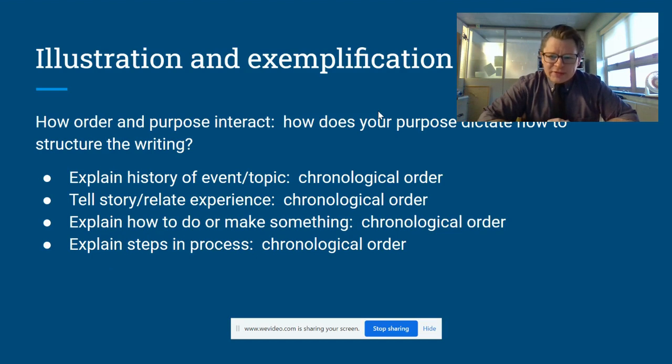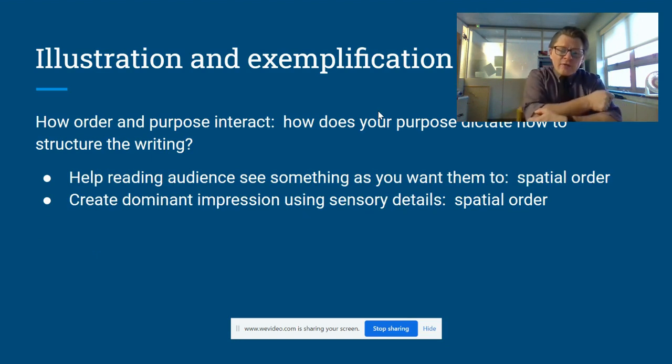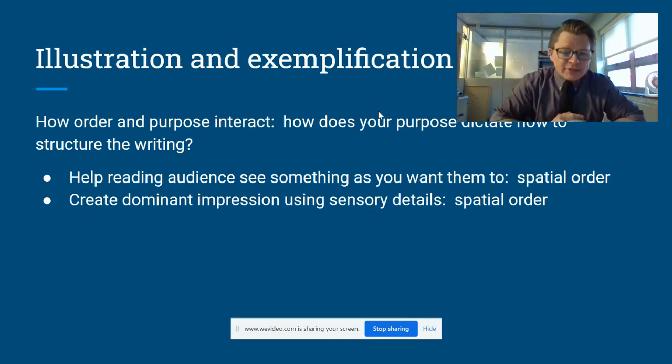Now, order and purpose interact when we ask, how does your purpose dictate how to structure the writing? We could explain the history of an event or topic, and this would be chronological. We could tell a story or relate an experience, again, chronological. We could explain how to do or make something, chronological, explain the steps in a process, chronological as well. However, there are other ways of going about doing this.